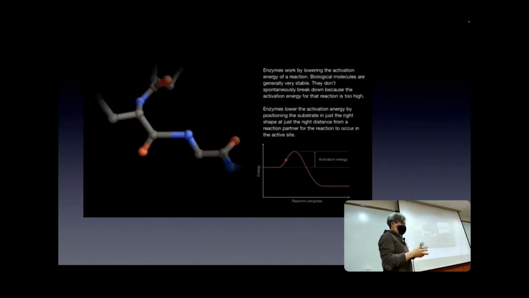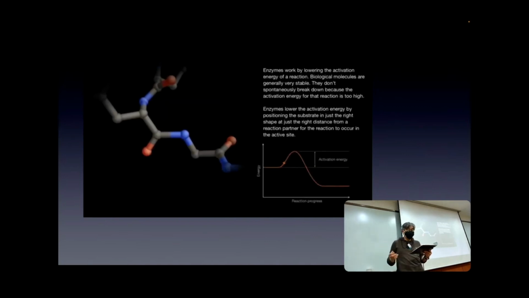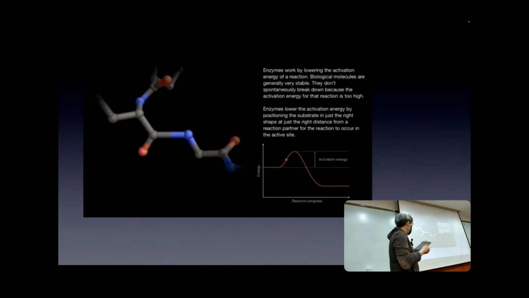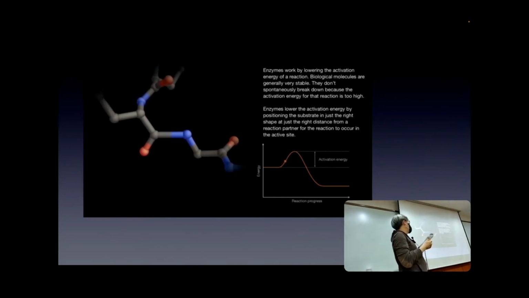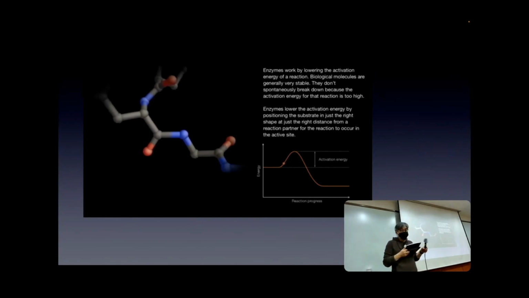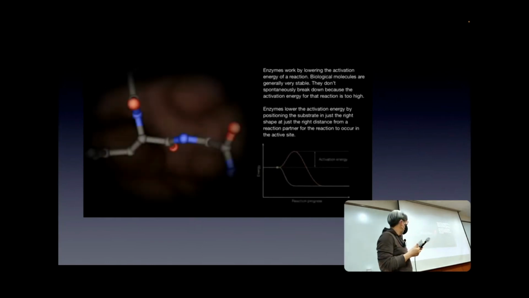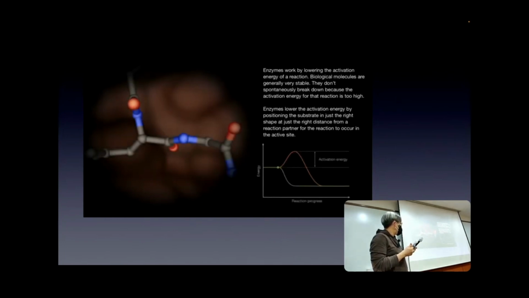The point: enzymes work by lowering the activation energy of a reaction. Biological molecules are generally very stable. They don't spontaneously break down because the activation energy for that reaction is too high. Enzymes lower the activation energy by positioning the substrate in just the right shape at just the right distance from a reaction partner for the reaction to occur in the active site.